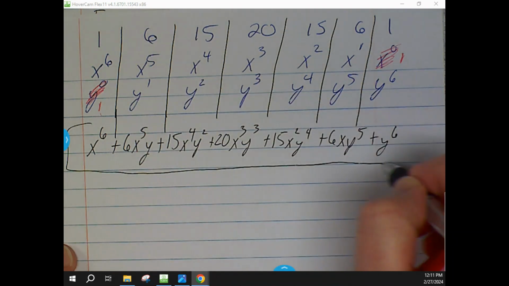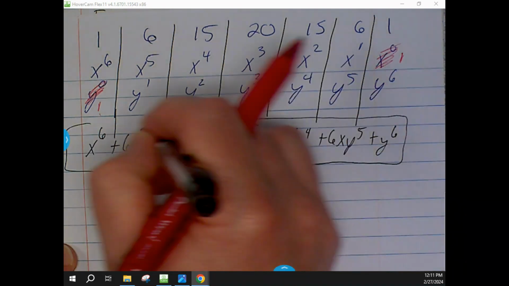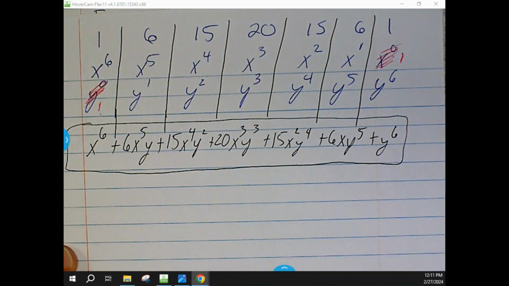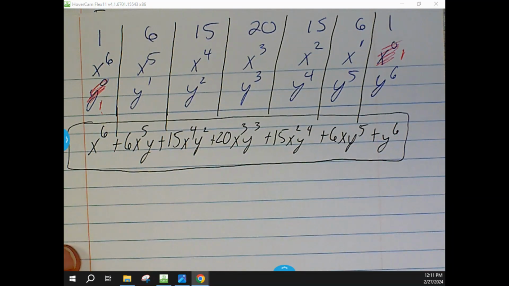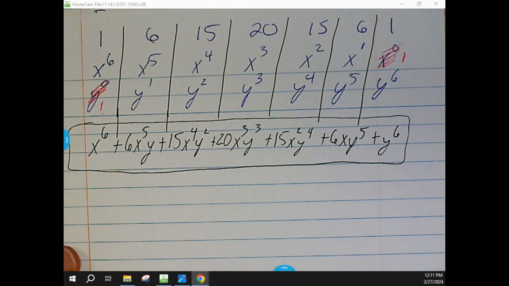Okay, and then that is your answer for that problem. And I guarantee you, if you tried to do the full method on that one, you would quit way before you ever got there. I know I'd do the same thing. It would drive me bonkers to try to do that one.